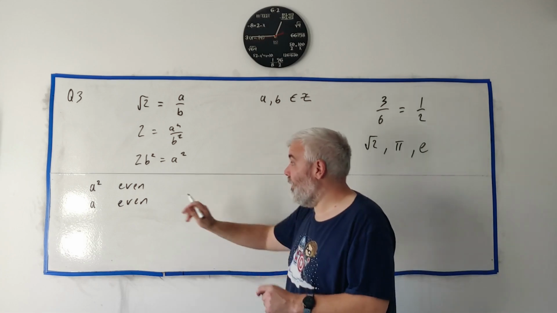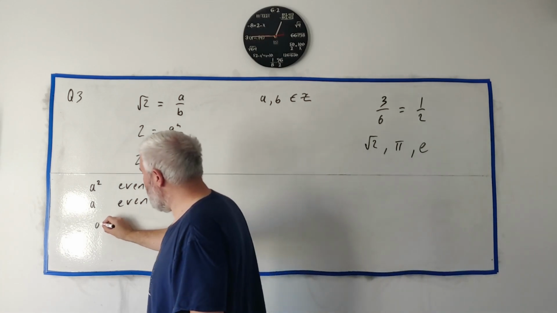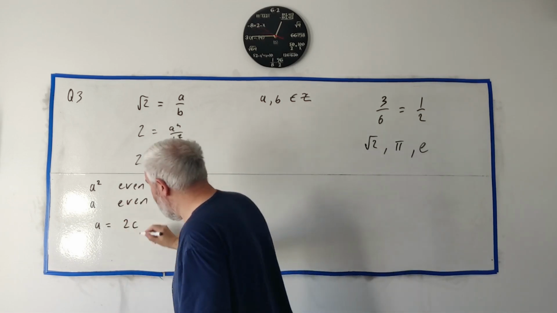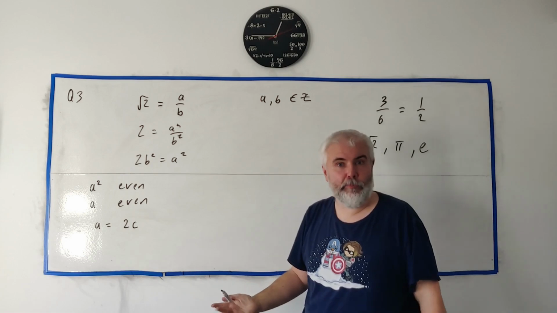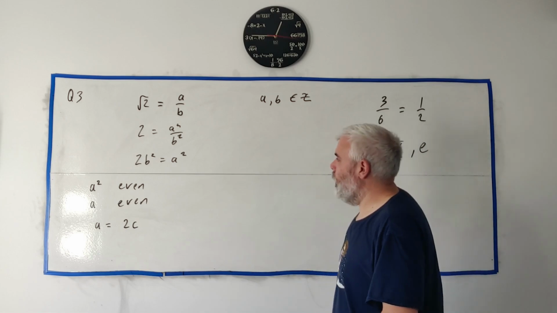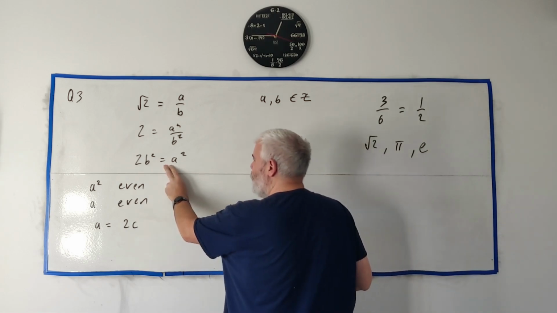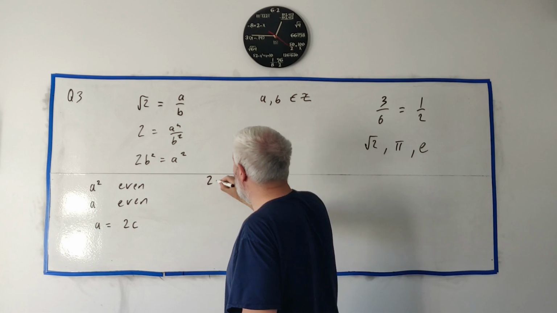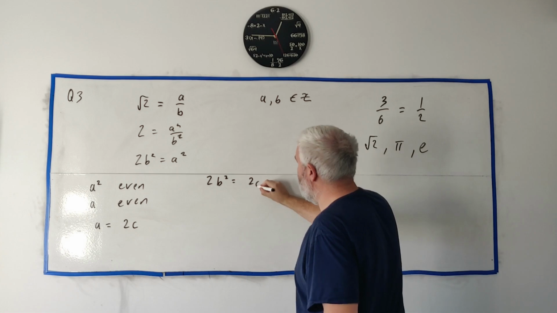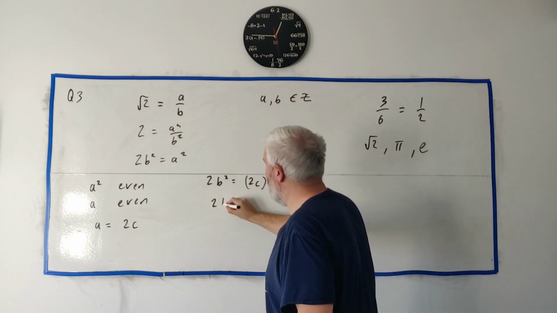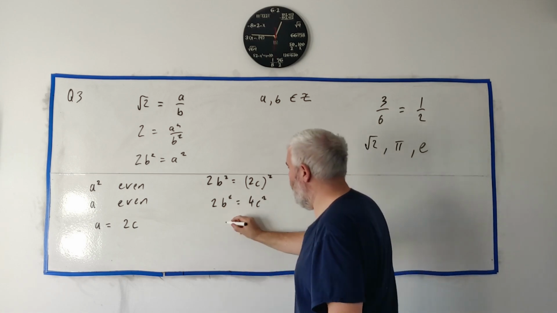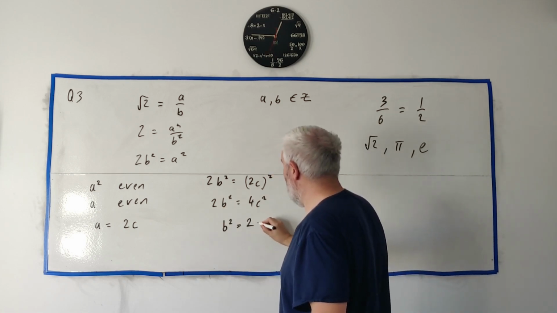Okay, but if a is even, that means I can rewrite a as a equal to some letter, we'll say c. That's pretty much the definition of an even number. It can be multiplied by 2. So let's leave that for a moment. If we put that back into this point up here, and we go 2b squared is equal to, instead of a, let's put in 2c squared. This becomes 2b squared is equal to 4c squared. Divide them both by 2, and we get b squared is equal to 2c squared.